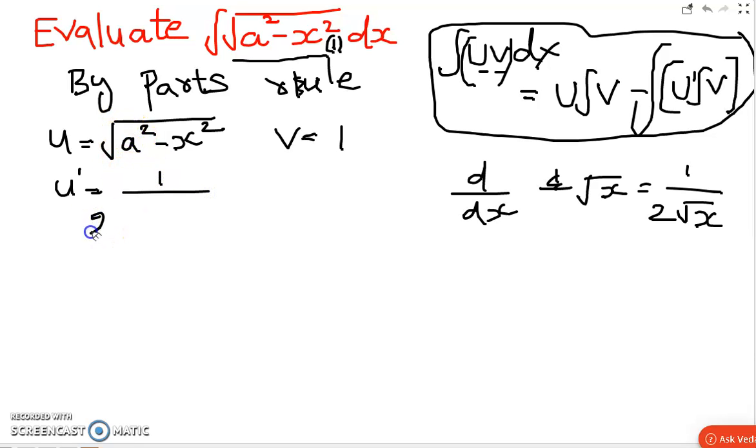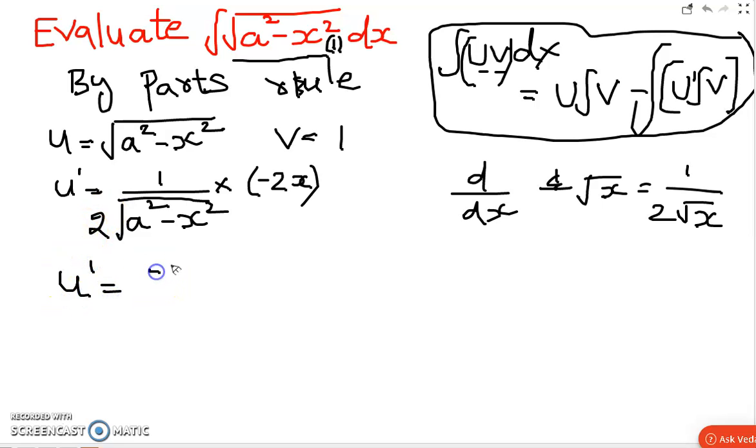1 by 2 root of a square minus x square. Sorry, x is not single, it is x square. So differentiation of x square is minus 2x. So the u dash value is minus 2x by 2 root of a square minus x square. The 2 gets cancelled, and we'll get x by this.